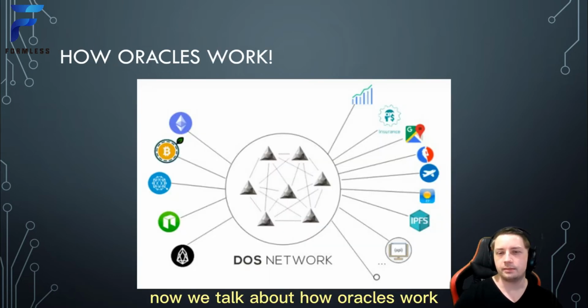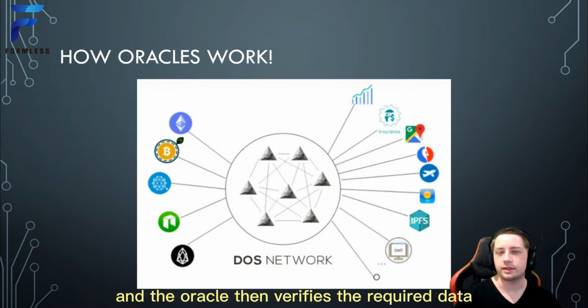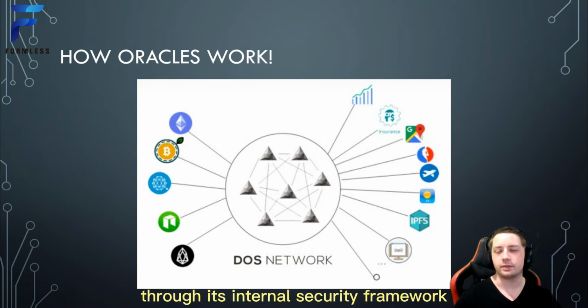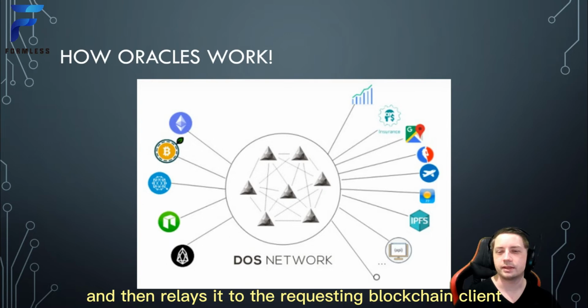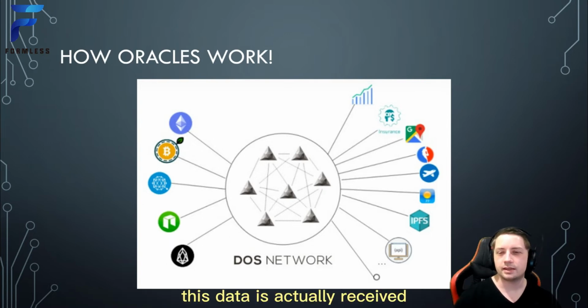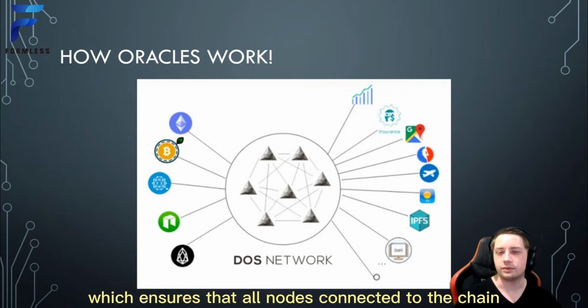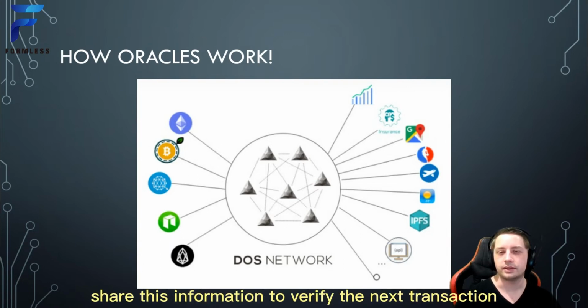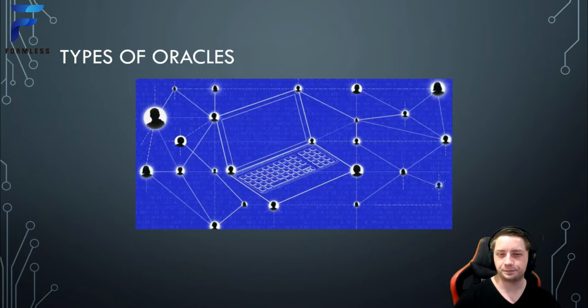Now we talk about how oracles work. Oracles act as middleware between datasets and the blockchain. The oracle makes queries to external resources on the blockchain to which it is connected, and the oracle then verifies the required data through its internal security framework, and then relays it to the requesting blockchain client. This data is actually received by the blockchain through external transactions, which ensures that all nodes connected to the chain share this information to verify the next transaction.